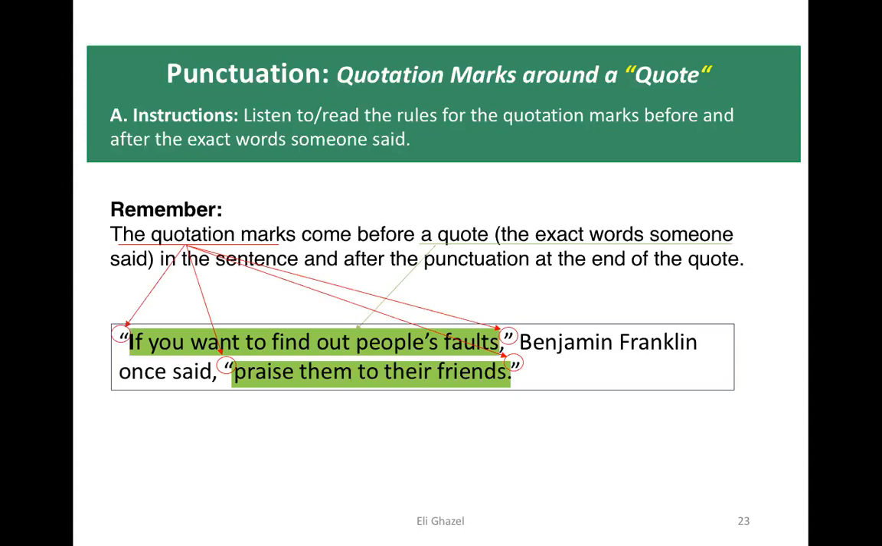Now let's look at the punctuation. We have two. We have a comma after the first part of the quotation, the comma after faults and the quotation mark, because it's still in the middle. And at the end, we have the period and then the quotation because the period is at the end of the sentence.